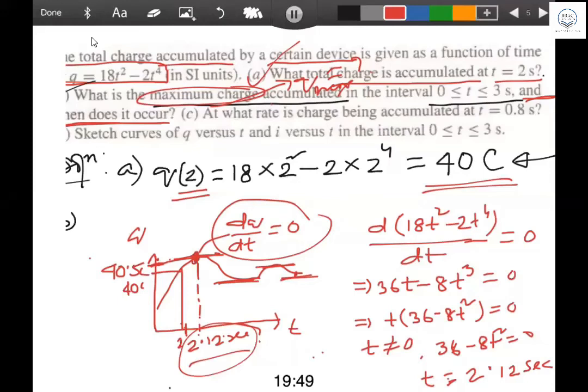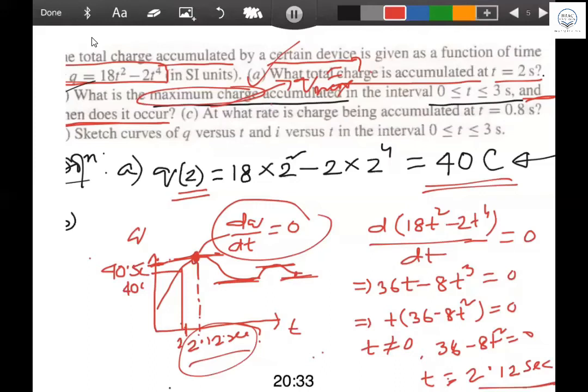Minimum charge where you got? What if the question was like that? Sorry, I couldn't understand your question. You are asking me another question: what is the minimum charge accumulated? Sir, what if the question wanted me to find the minimum charge accumulated in the interval from 1 to 3 seconds? No, that one you cannot find, because you have only one time you got. Does it make sense?